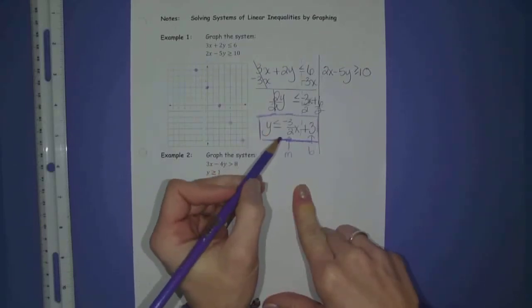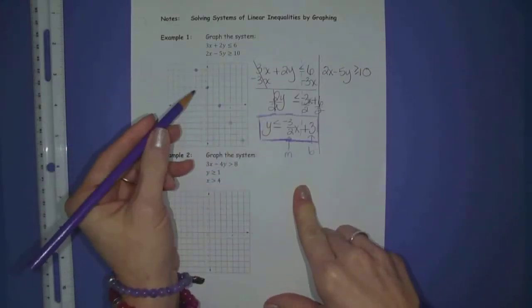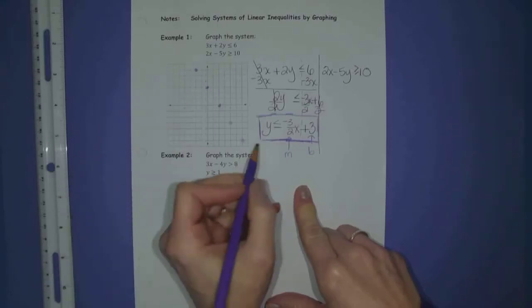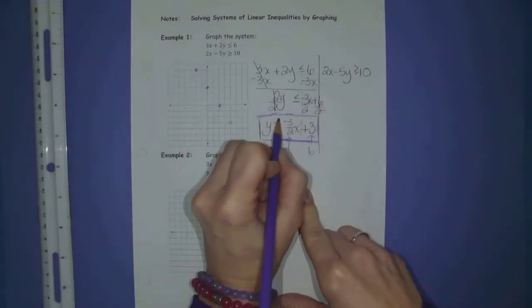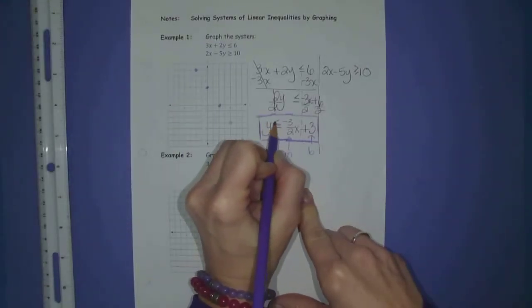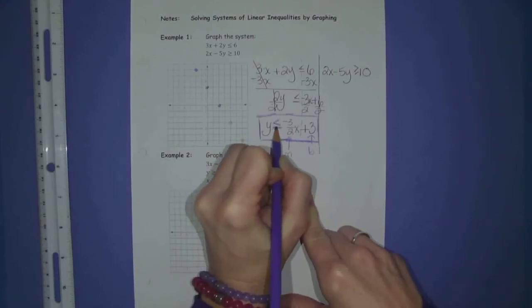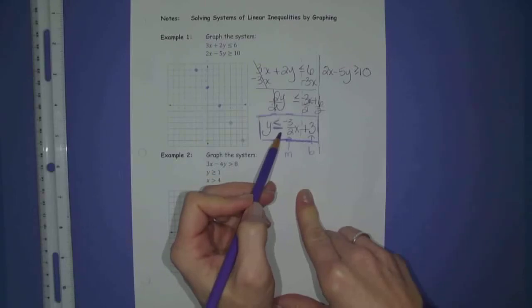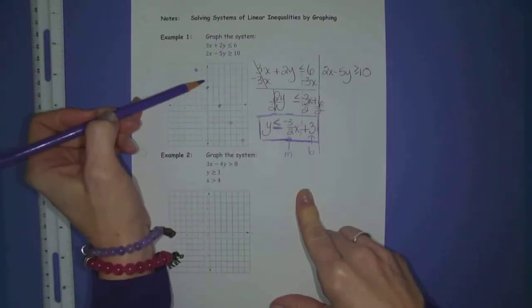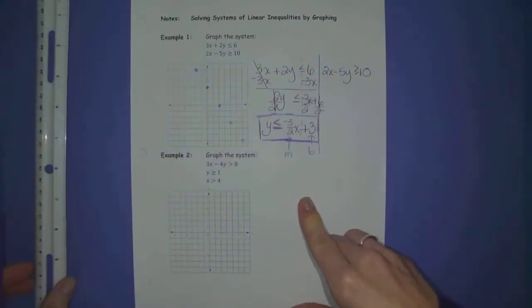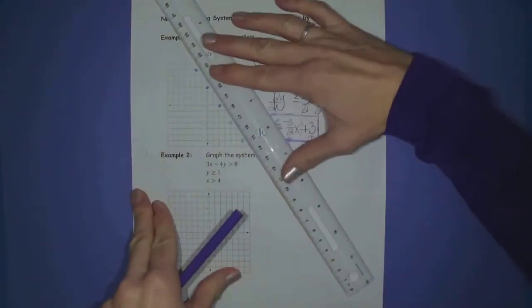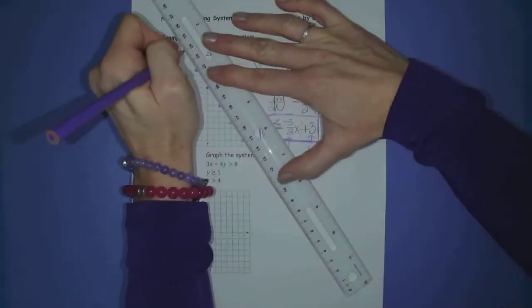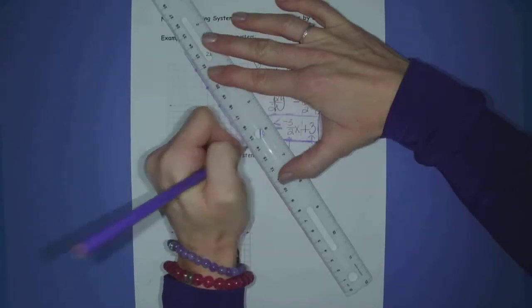Now, I have to check if my line is solid or dashed. So I look at my inequality symbol. It says y is less than or equal to. So I definitely want to include in my solution set all the points on the line. So I'm going to make that solid. So I'll grab my ruler. Let's make that solid line.